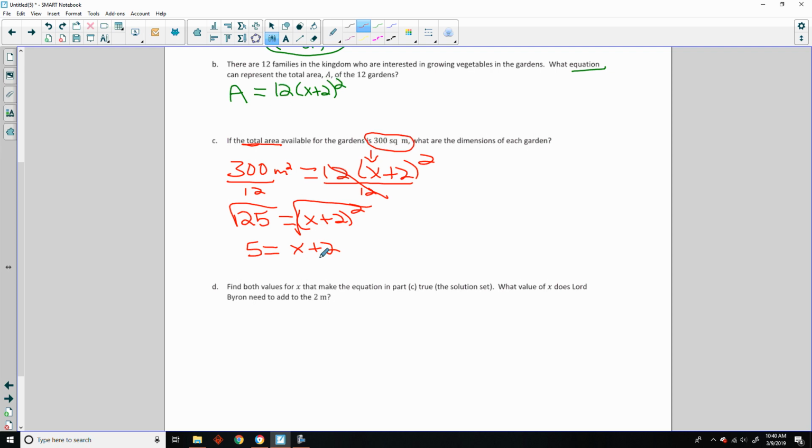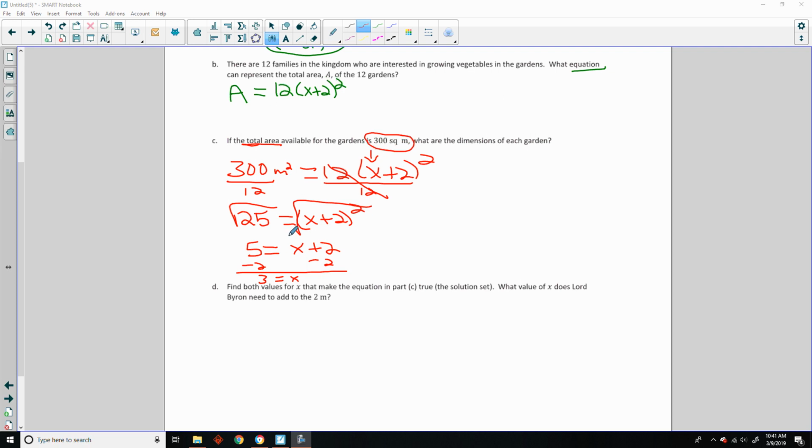Okay, so now we're down to just subtraction. Subtract 2 from both sides, and we get x equals 3. So he needs to add 3 meters to the given 2, so it's going to be 5 meters. D says to find both values for x. That makes the equation in part C true. The solution set: what value of x does Lord Byron need to add to the 2 meters? He needs to add 3 meters.